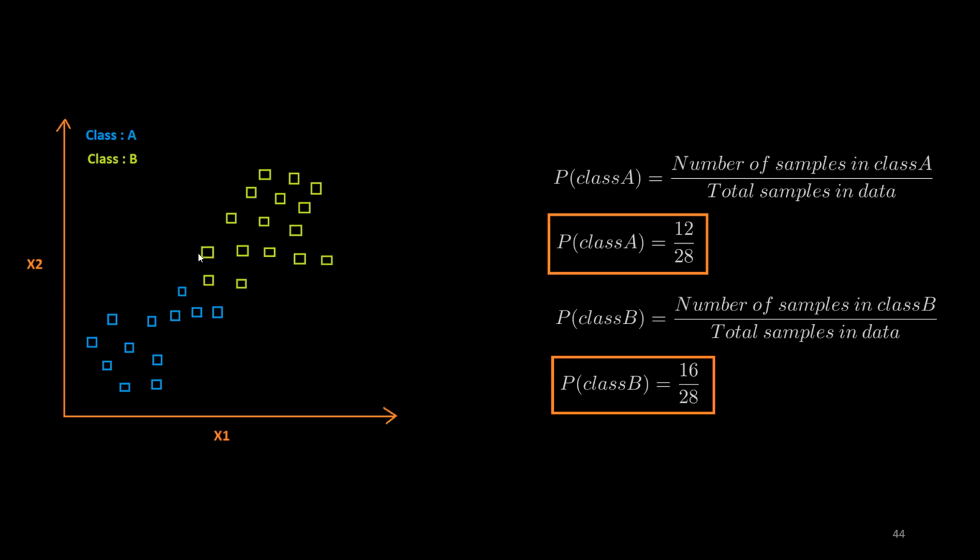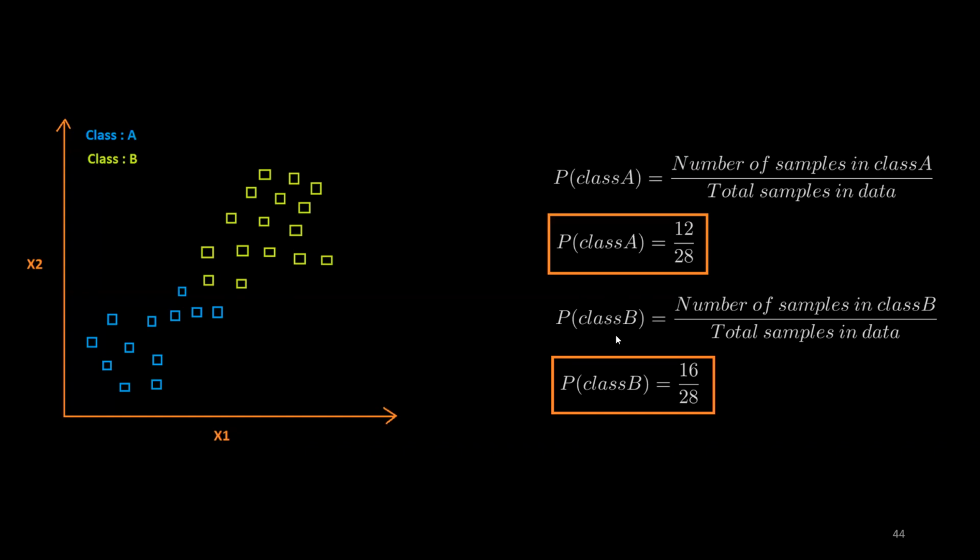So basically, we can see here we have a class A and class B. If we count the number of samples in class A, we have only 12 samples. We can easily count 1, 2, 3, 4, 5, 6, 7, 8, 9, 10, 11, 12. Similarly, if we want to count the data samples in class B, we have 16. So what is the prior probability of class A? It is the number of samples in class A over the total samples in data. In class A, we have 12 samples, and if I add all the samples, I get 28, that is 12 plus 16. So this is the prior probability of class A.